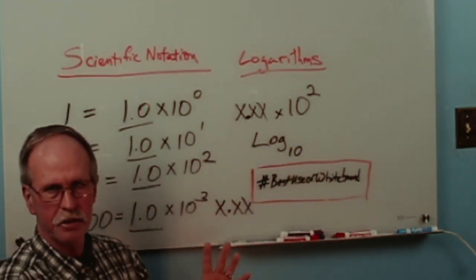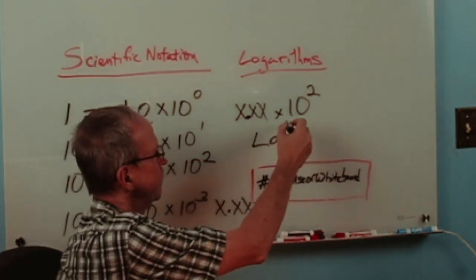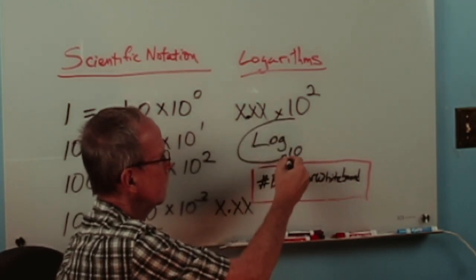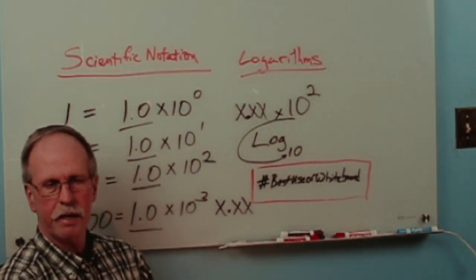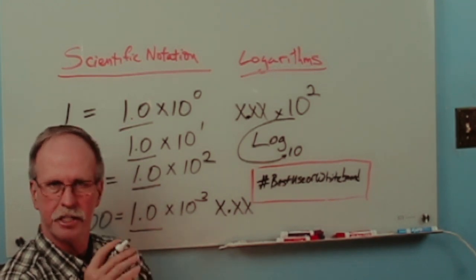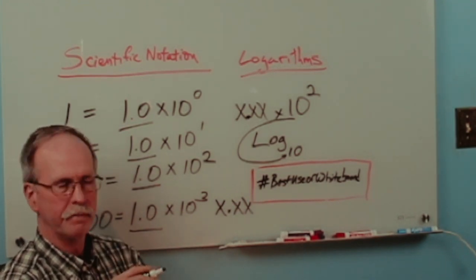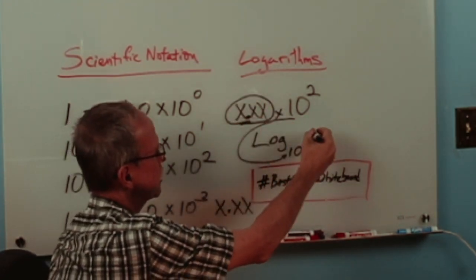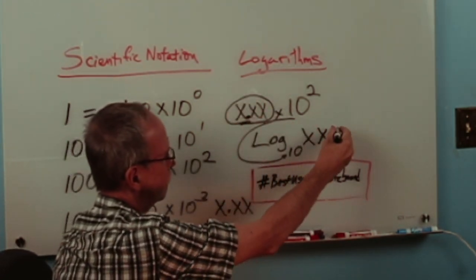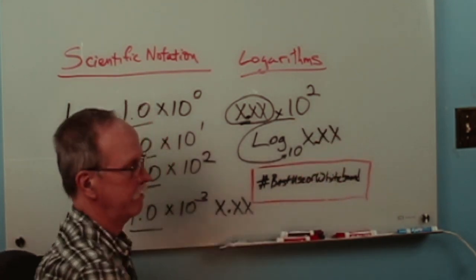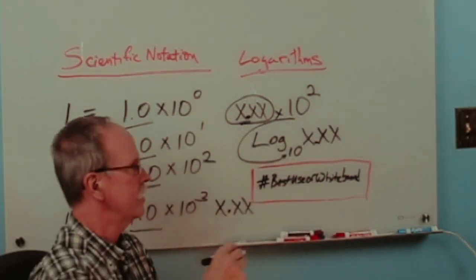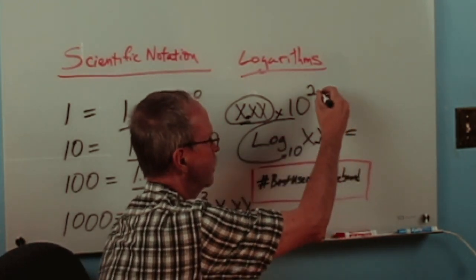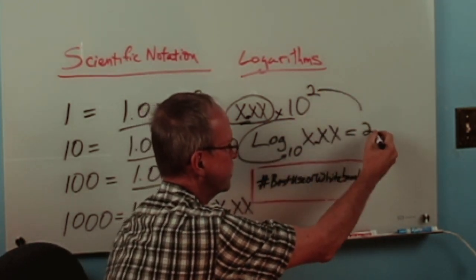Where do all these numbers fit in? First of all, that goes there. So whatever you're raising to a power is your base for your logarithm. Second, this number goes here. And third, your exponent comes down here.